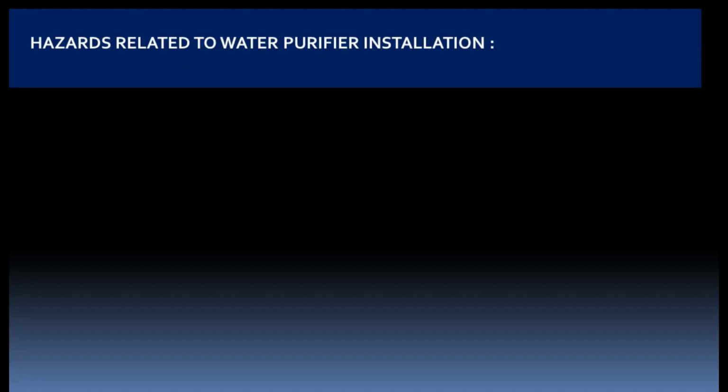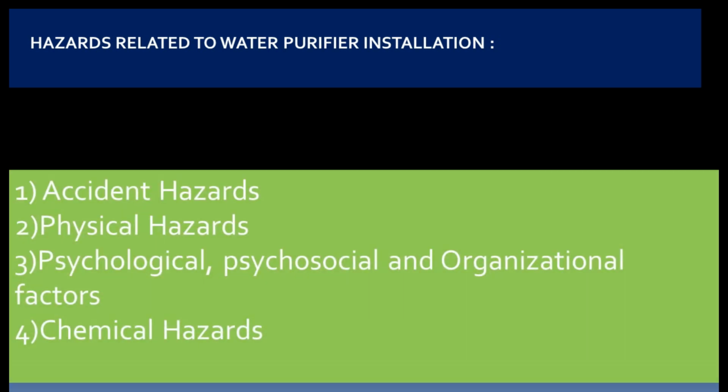Now we will discuss the hazards of installing a water purifier. Usually we see four types of hazards. One is accident hazards, second is physical hazards, third is physiological, psychosocial and organizational factors, and fourth is chemical hazards. We will discuss accident hazards first. Then we will look at some of the reasons why accident hazards happen. We will understand the hazards through some pictures.